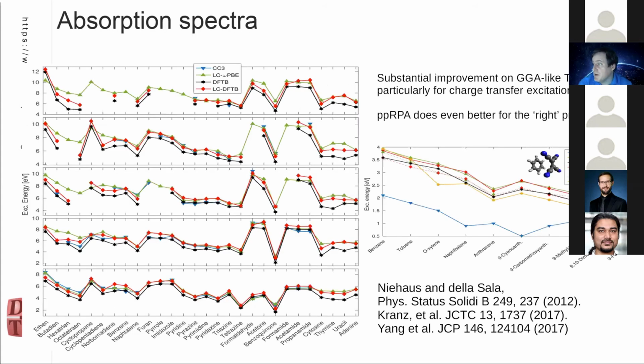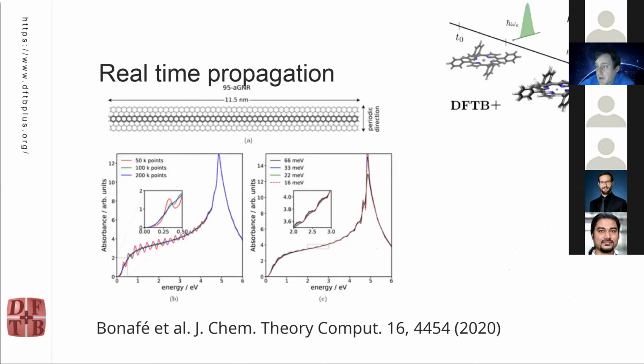I mentioned hybrid functionals. If you include long-range corrections, and the Niehaus group have done a lot of work in this area, you can substantially improve things like absorption spectra for cases where there are long-range charge transfers in the system. Going beyond that, particle-particle RPA. This is originally an idea from Weitao Yang's group, but Adriel Garcia has implemented this in DFTB. That allows you to get access to things like two-particle excitations, which conventional time-dependent DFT methods can't deal with.